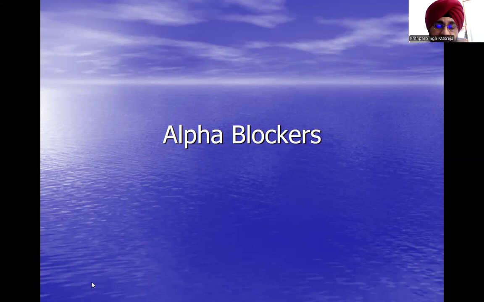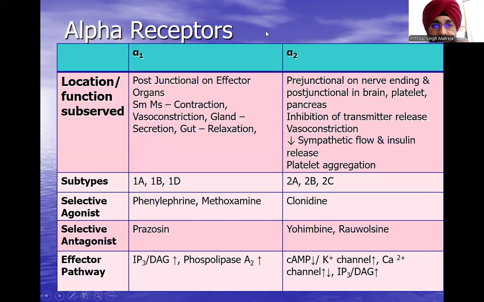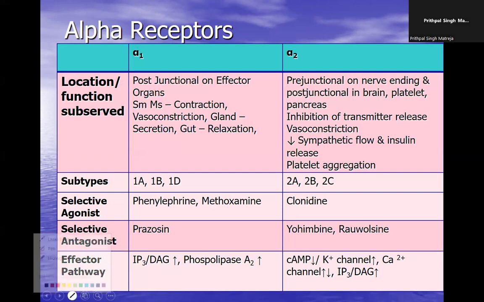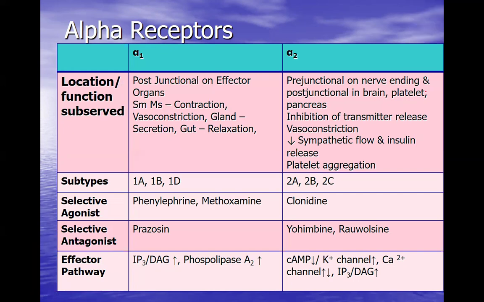So we start with alpha blockers. When we are talking about alpha blockers, the first thing we need to discuss is the receptors. There are two sets of alpha receptors present in the body, alpha 1 and alpha 2. Alpha 1 are post-junctional receptors present on the effector organs, on the smooth muscles, thereby causing contraction. If they are present on the smooth muscles of blood vessels, they cause vasoconstriction. They are present in the glands, enhancing secretion. They are present in the gut, causing relaxation.